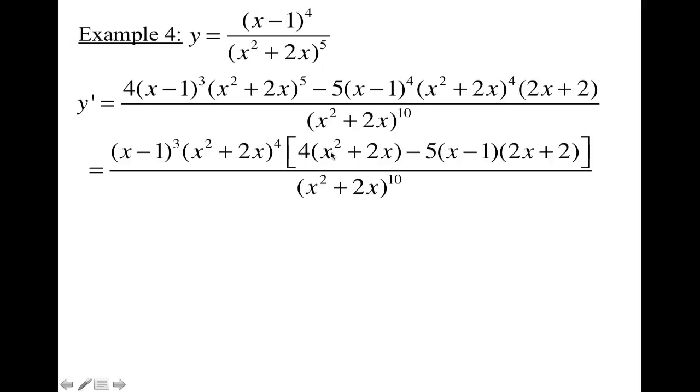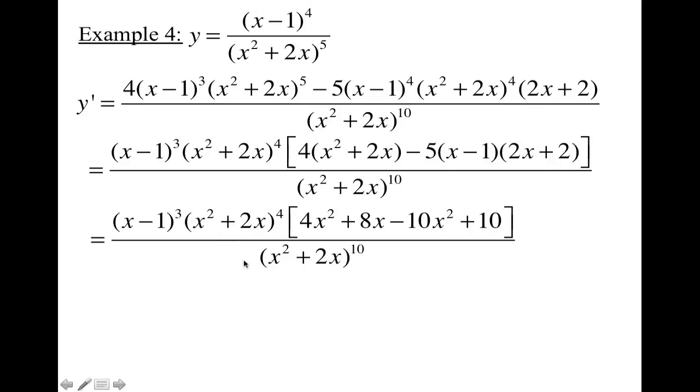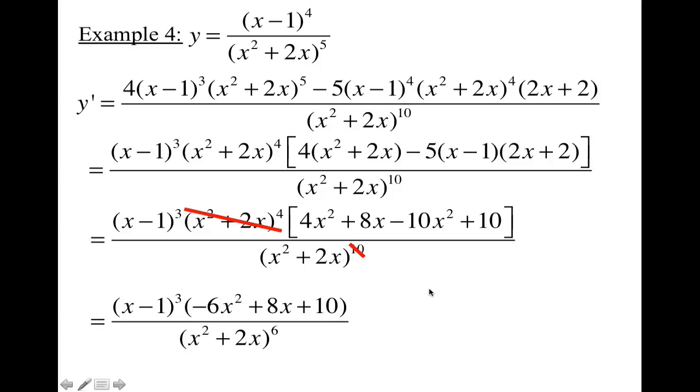Now I'm going to go ahead and distribute through inside these brackets so I can simplify that. And we can also notice that we have x squared plus 2x on the bottom and top. We have 4 of them on top, 10 of them on the bottom, so we can cancel out 4 of them. I can also combine like terms, so now we have (x minus 1) cubed times (negative 6x squared plus 8x plus 10), all over (x squared plus 2x) to the 6th power. And if you wanted to, you could factor out a negative 2 in this trinomial. You do not have to. It's not a big deal.